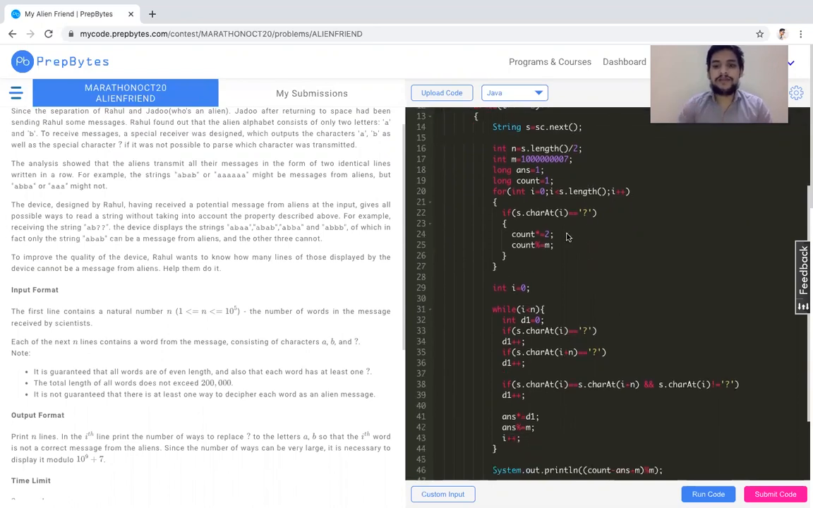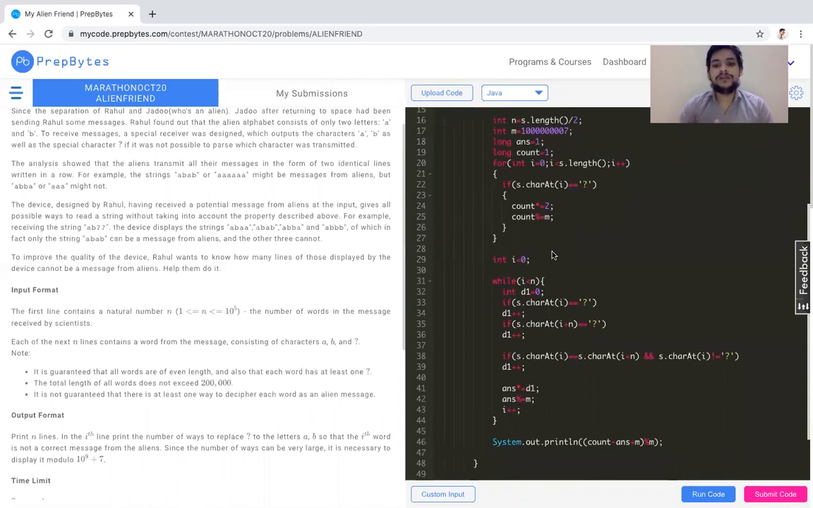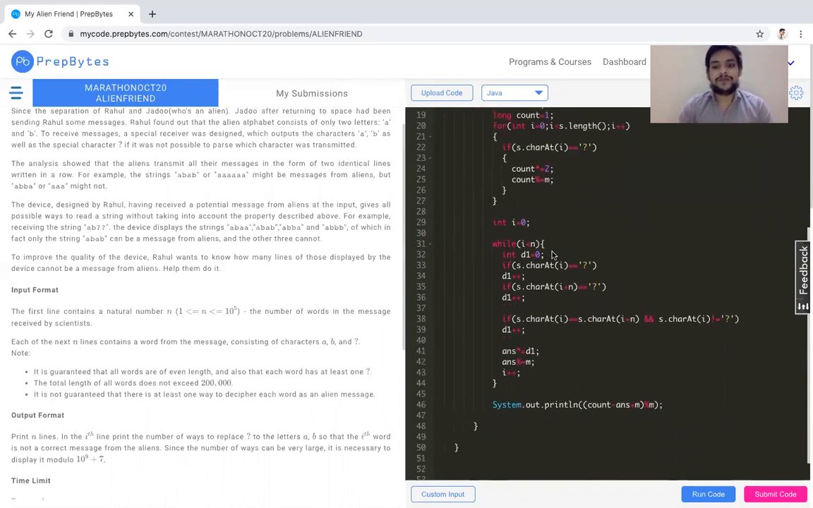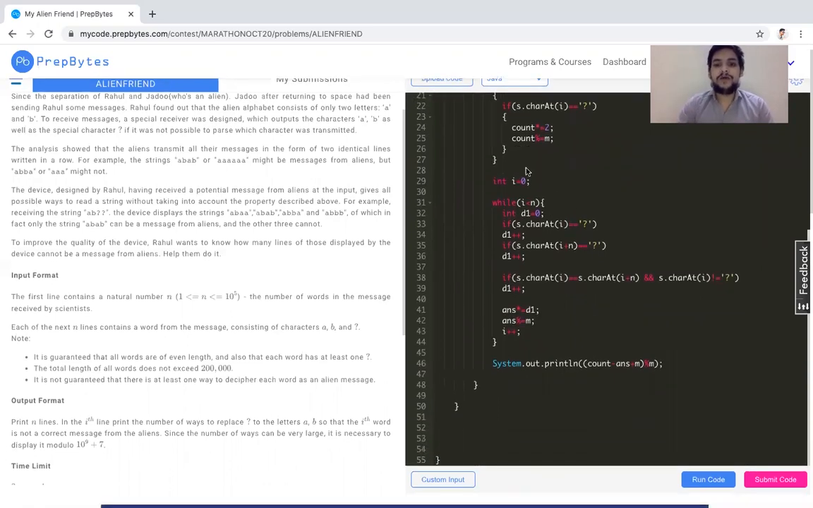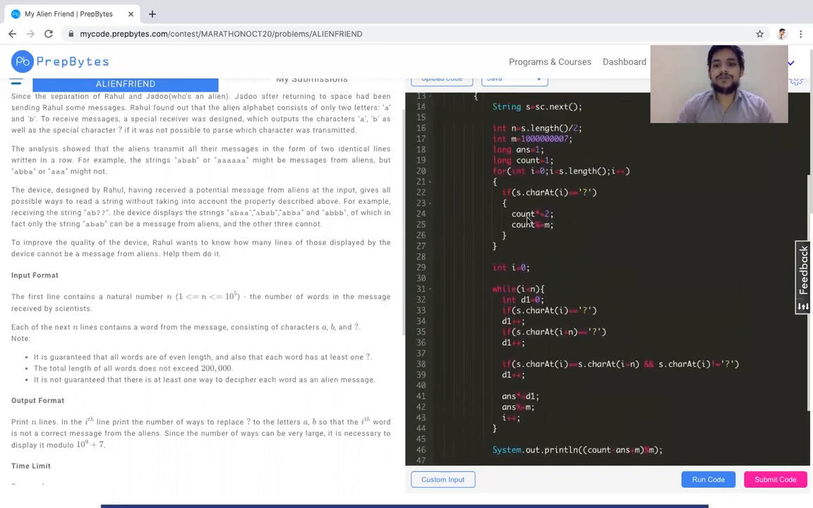I have told you that firstly we will count all the total possible combinations. So in this first loop I am counting all the total combinations. Each time I am multiplying it, each time I am doing the modulus, because that's how modulus works, and that's how you should do it. Otherwise it will give us a wrong answer. At each step, whenever it is getting multiplied, it is checking for the modulus.